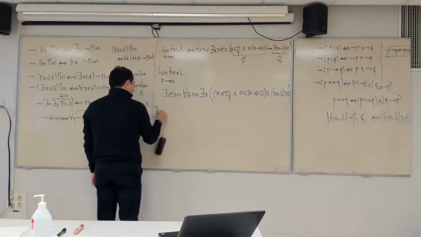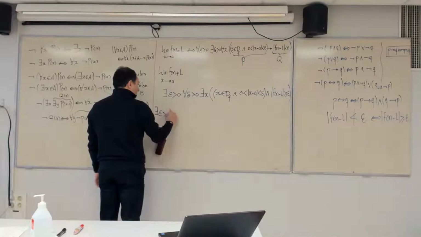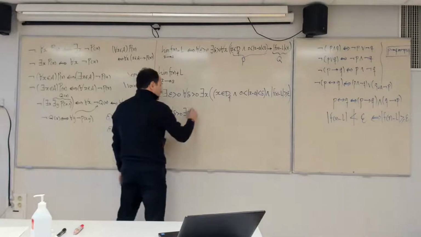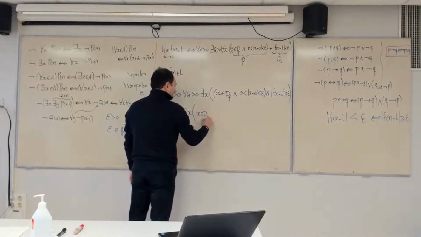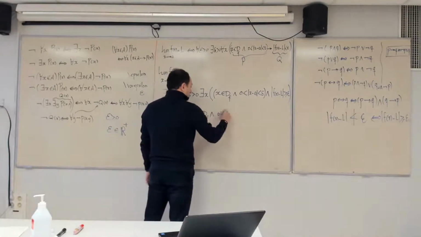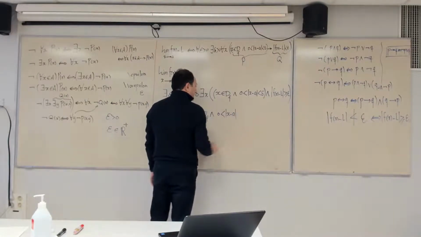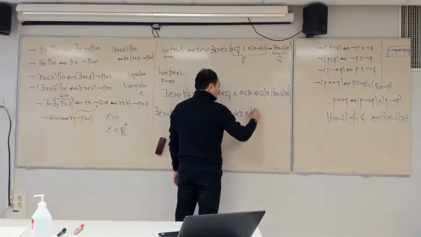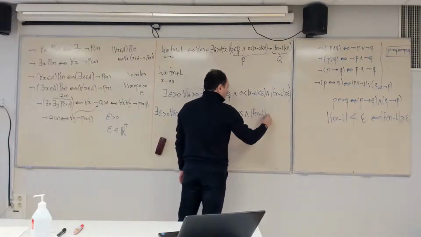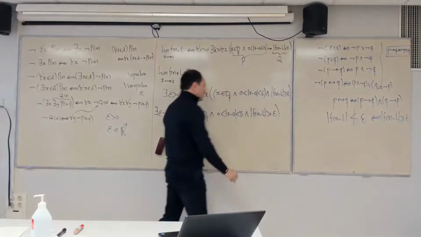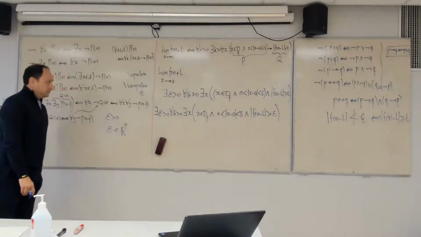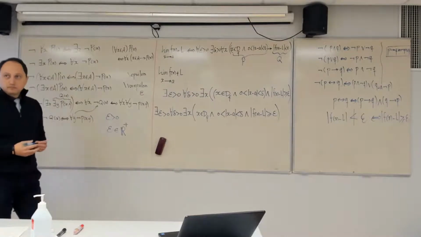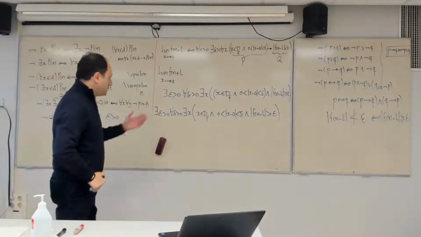So there exists an epsilon greater than 0 such that for all delta greater than 0, there exists an x such that x belongs to the domain of f and 0 is less than the absolute value of x minus a, which is smaller than delta, and the absolute value of f(x) minus L is greater than or equal to epsilon. Agree? So this is the negation.